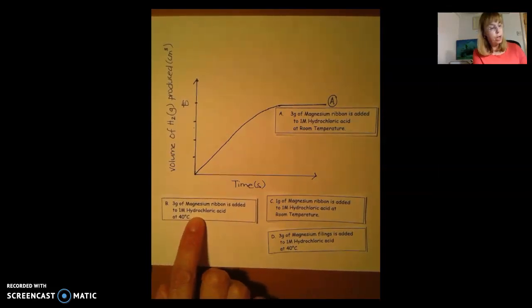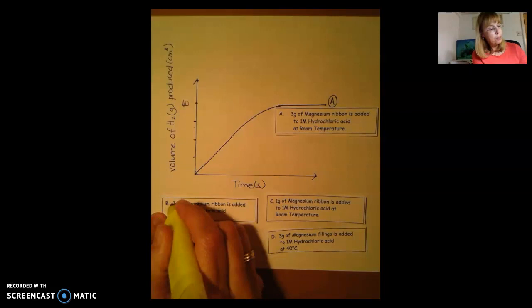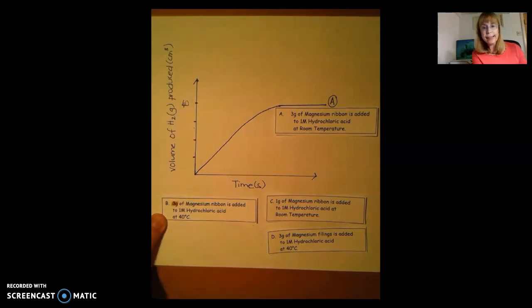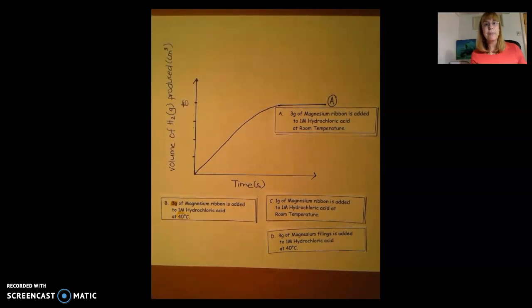So this card reads 3 grams of magnesium. So I've got the same mass of magnesium added to 1 molar of hydrochloric acid, so it's the same concentration of hydrochloric acid, but this time the temperature, rather than being at room temperature, it's at 40 degrees Celsius. So can you remember, how does temperature affect the rate of the reaction?